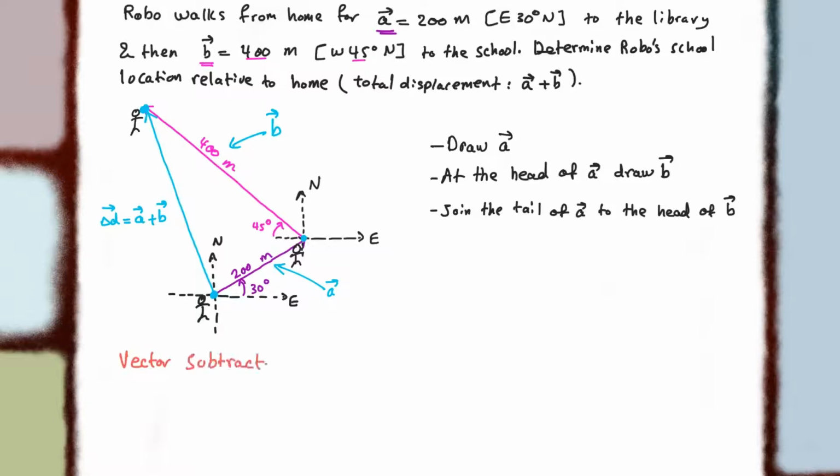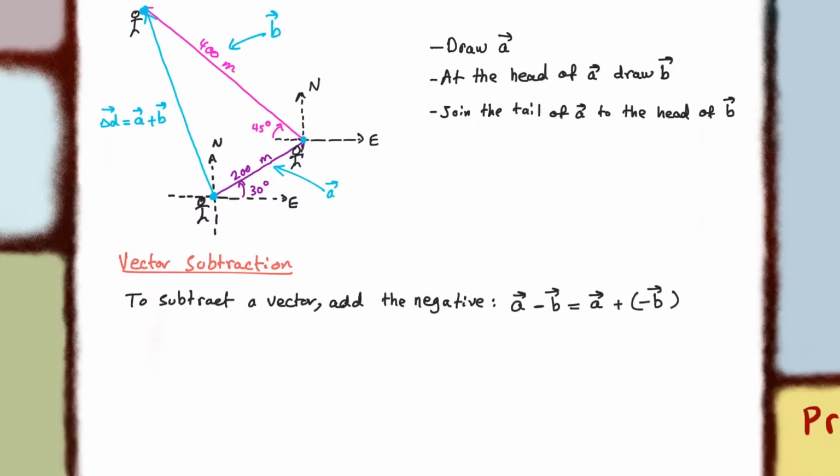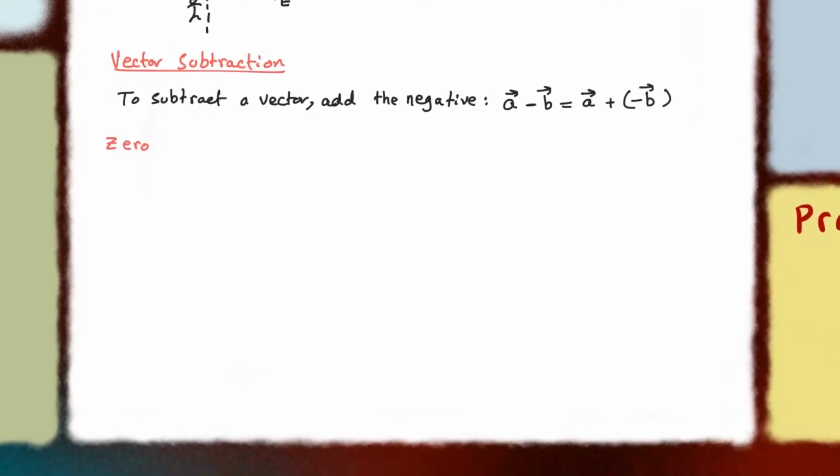Now, subtracting vectors is not that difficult. All you have to do to subtract a vector is to add the negative. So for example, if you're subtracting vector B from A, you can rewrite that as vector A plus the negative of vector B. A zero vector is a vector which has a length of 0, and to represent it you need to make sure you write a 0 with an arrow on top indicating that it is a vector.